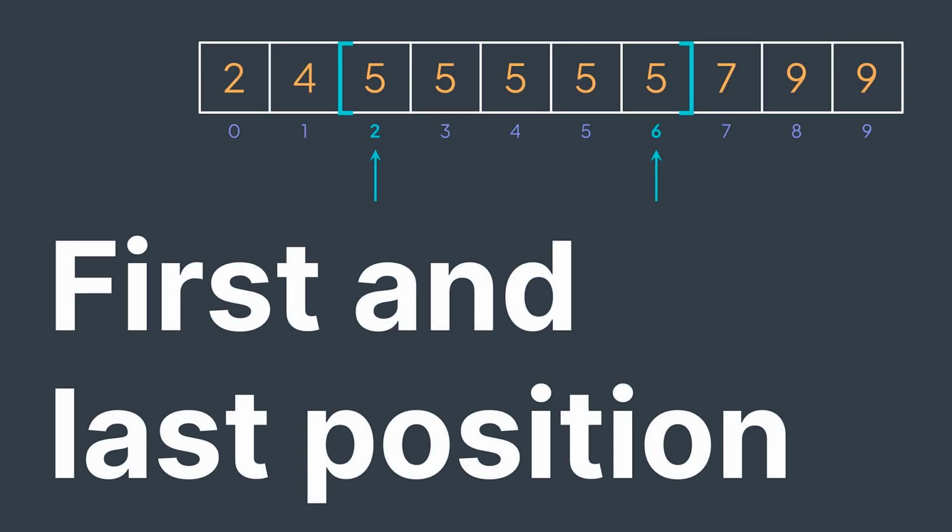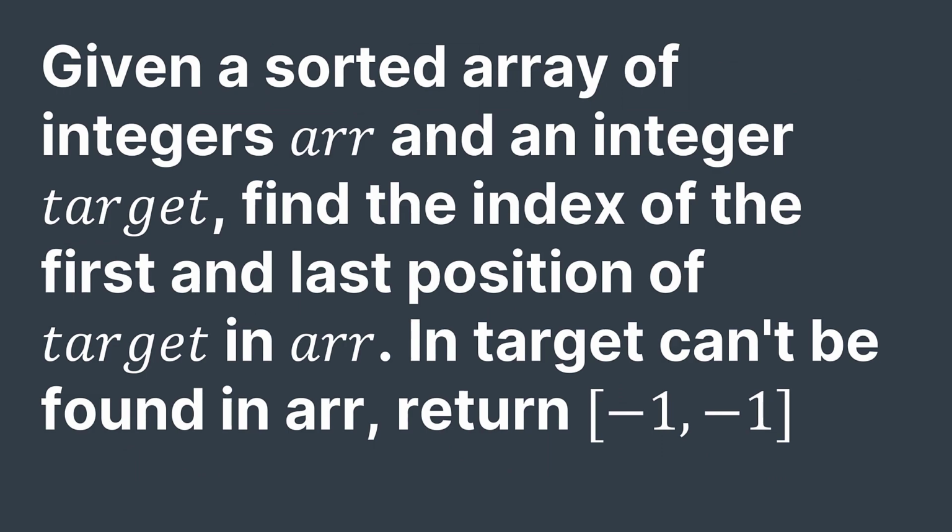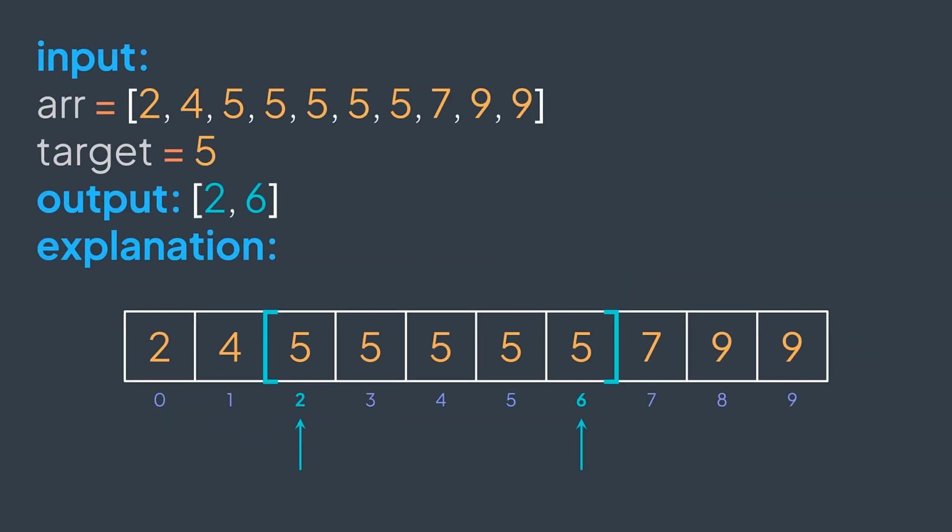In this lecture, we will solve the first and last position problem. We are given a sorted array of integers r and an integer target, and we are asked to find the index of the first and last position of target in r. If target can't be found in r, return -1, -1. For example, if r is 2, 4, 5, 5, 5, 5, 5, 7, 9, 9, and target is 5, the output would be 2, 6, because the first position of target is 2 and its last position is 6.